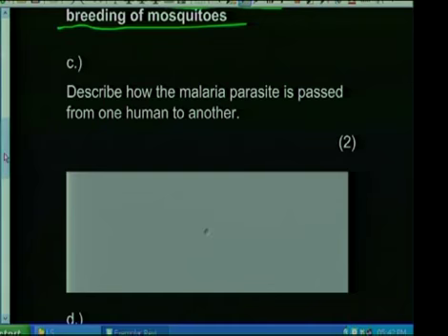Describe how the malaria parasite is passed from one human to another. And I can just imagine the answers many learners will give here, and many, what I'm talking about, many wrong answers.